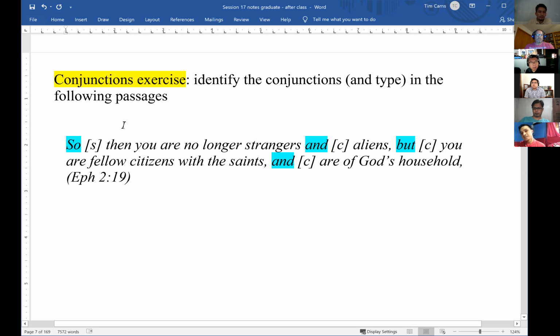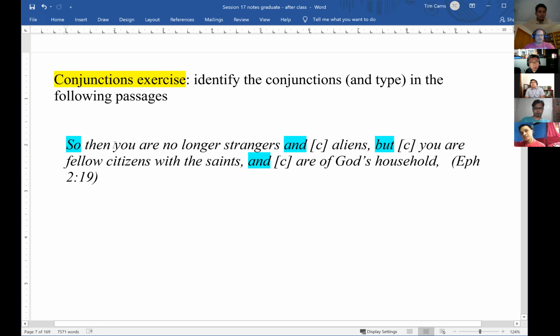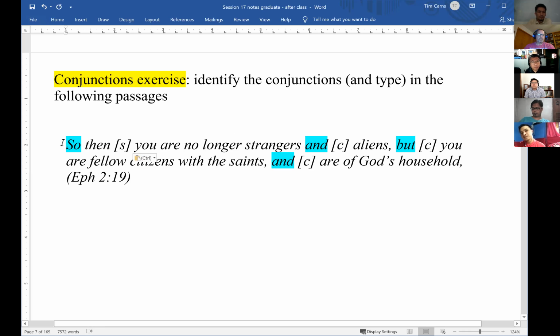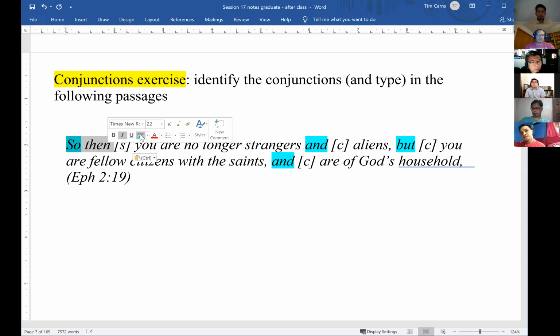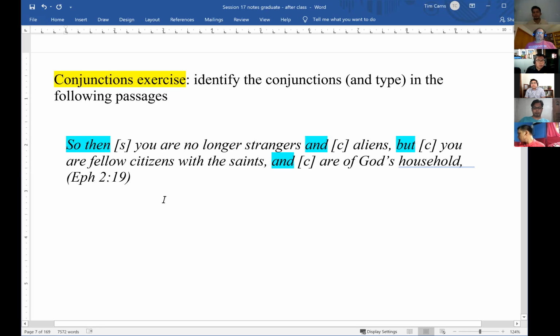The only thing I would modify is actually the first conjunction is so then. Ah, okay. Yes, Pastor. Sometimes the conjunctions are two words, not just one. Okay, good. Excellent. So then, you're no longer strangers, aliens.